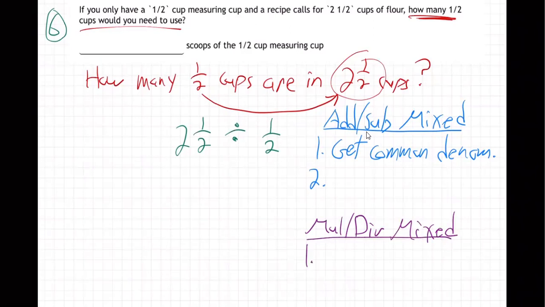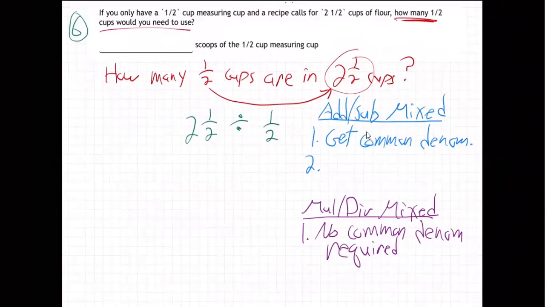no common denominator is required. Do you remember that? Just like in last night's homework, when you're multiplying or dividing fractions, normal fractions or mixed numbers, it doesn't matter. No common denominator is required. You don't have to get a common denominator. It's just not needed.